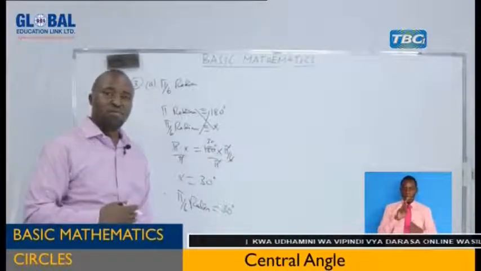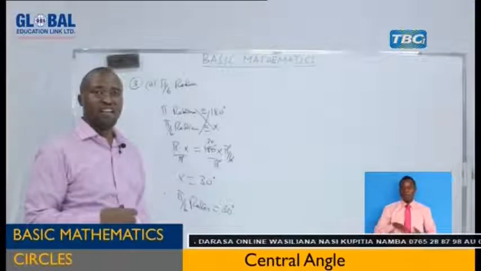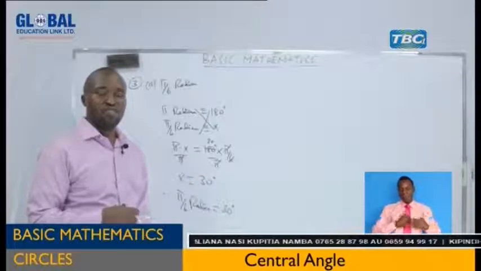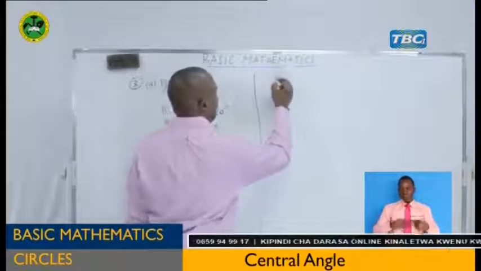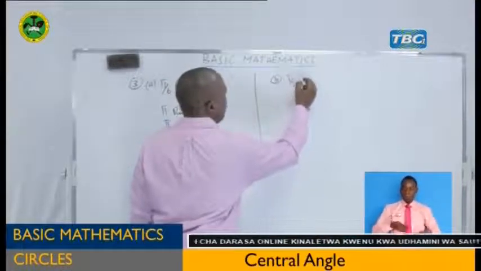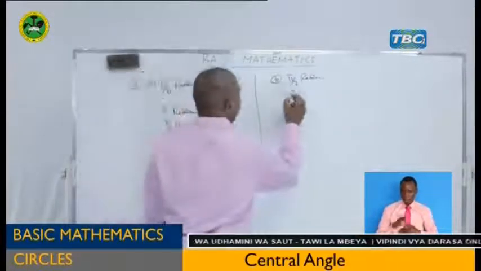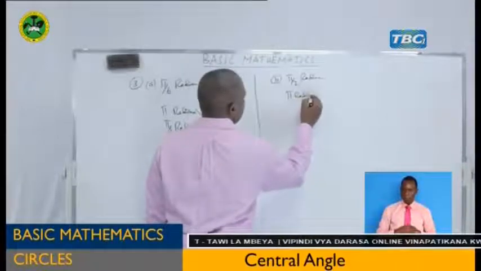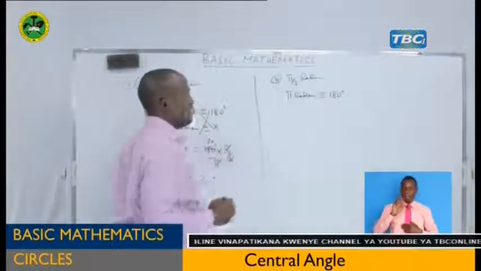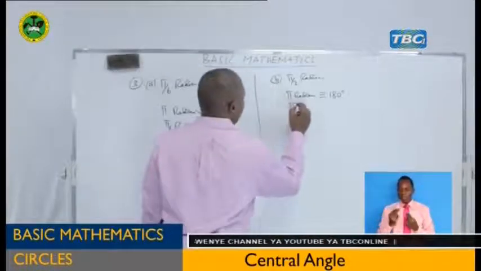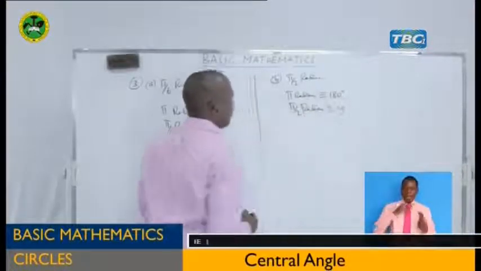My dear student, I'm sure we're together and you are enjoying this revision of the topic of circles. Let us continue with B. This time we have pi over 2 given in radian. That is, pi in radian is equivalent to 180 degrees. Now what about pi over 2 radian? This will be equal to how much?